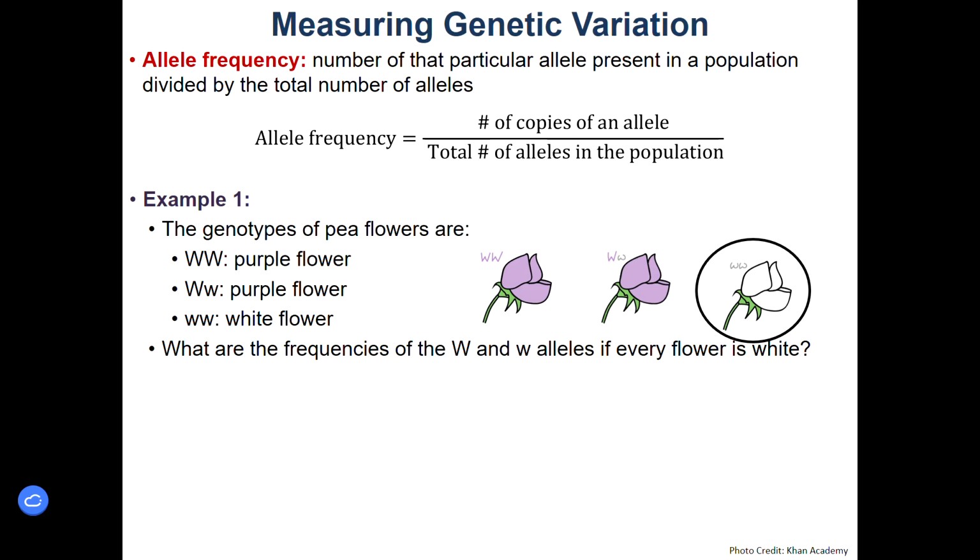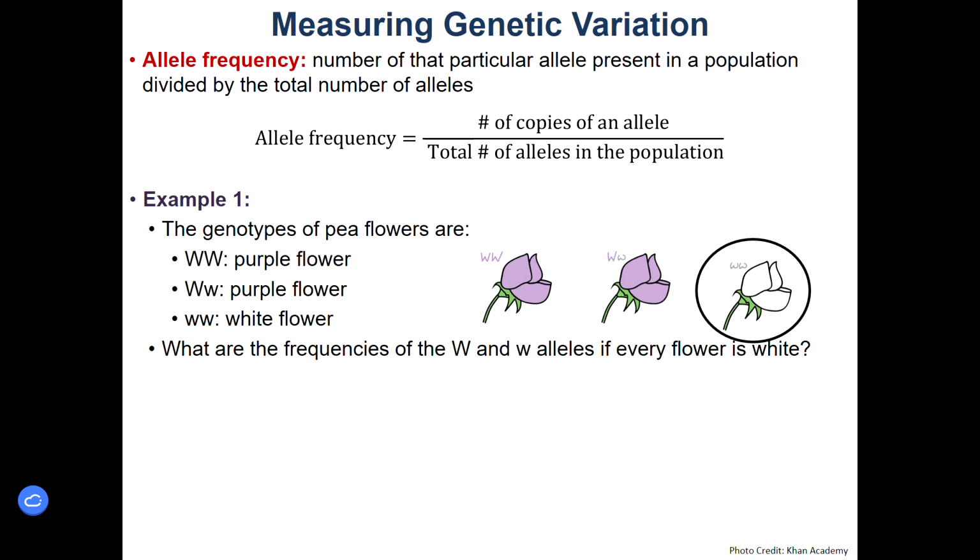We're going to look at the flowers of peas, because we spent a lot of time last semester talking about Mendel's peas. We have two phenotypes: purple flowers and white flowers. The purple allele is dominant to the white allele. So we're looking at these three flowers, and I want to know, what are the frequencies?